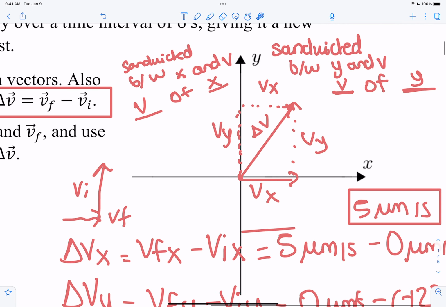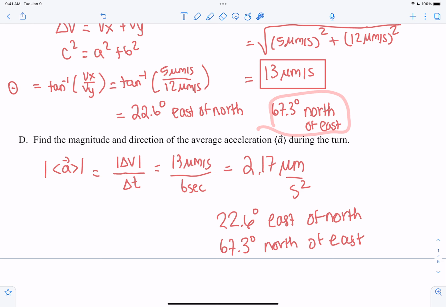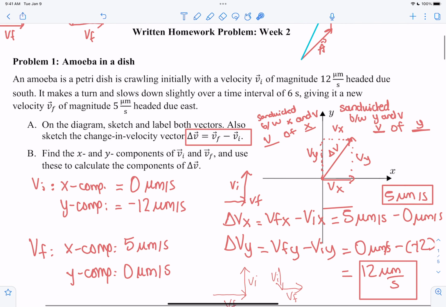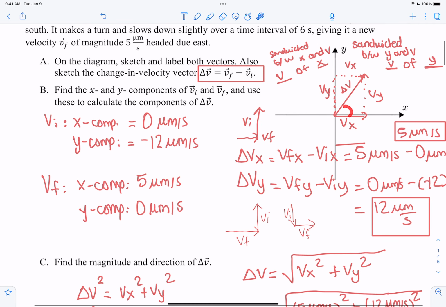Okay. So if you choose east of north, if I were to do inverse tan, this is Vx over Vy. If I did north of east, this is Vy over Vx. And like I said, I gave two options. You could either do 67.3 degrees north of east, which would be this one right here, or you could do 22.6 degrees east of north, which is this one right here.